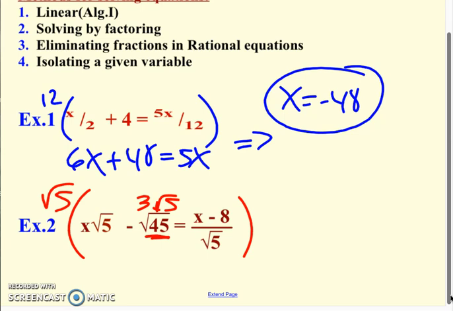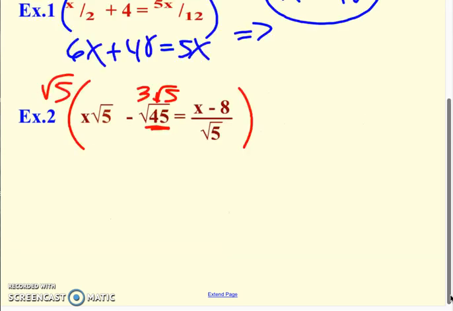What's nice about that is you're going to get rid of roots and fractions as you go. So here I'm going to have 5x, 15, and x minus 8. Now to be clear about what I'm doing with the roots: when I multiply root 5 times root 5, that becomes 5. That's essentially the square root of 25. That's what's going on there.